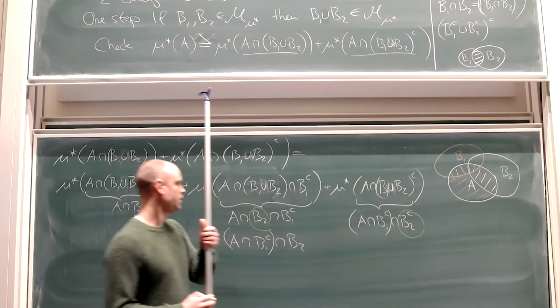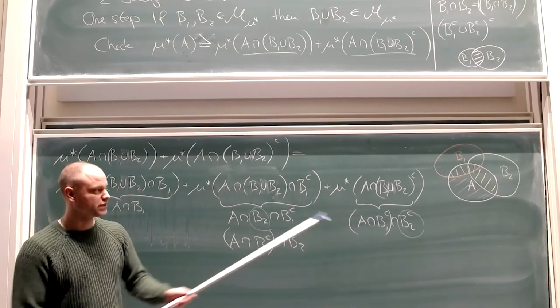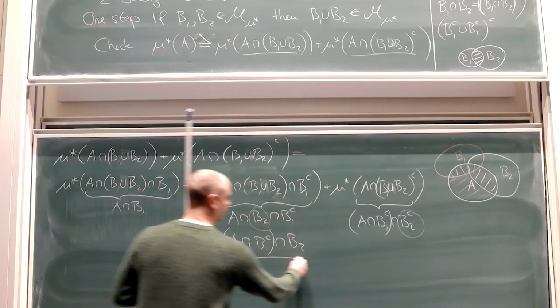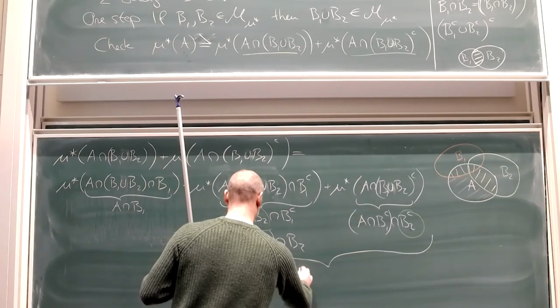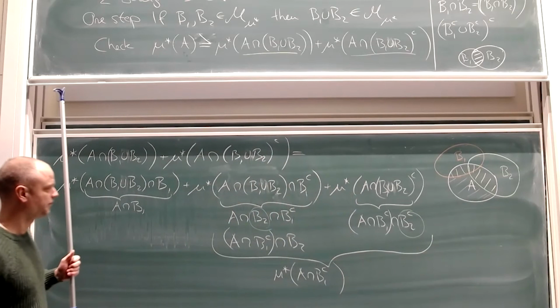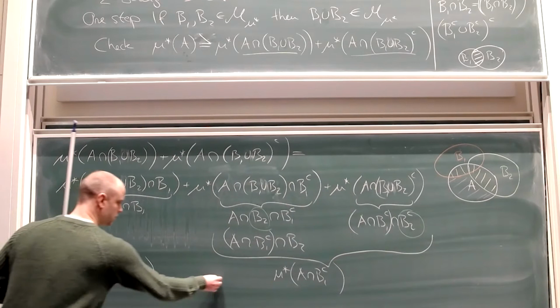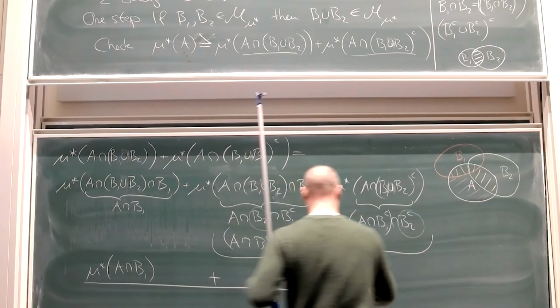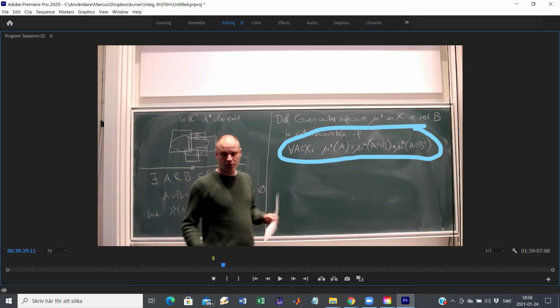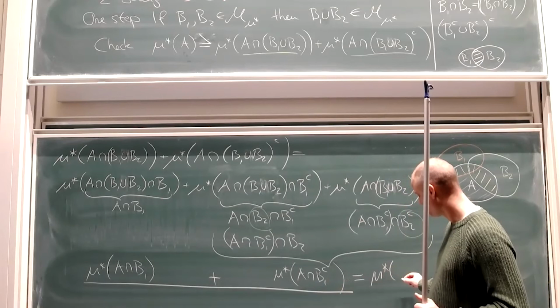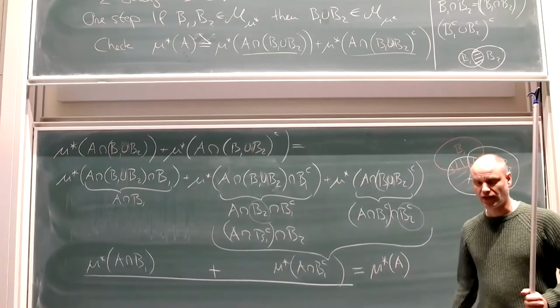And I see that, oh, I know that B2 is mu star measurable. So then this one and this one combined, according to the same identity, we have that this whole thing here is equal to mu star A intersect B1 complement. Okay? Well, but this piece here, mu star A intersect B1, so now we have these two plus each other. And using a second time, for B1, the definition of what it means to be measurable, this is that, as was to be established.